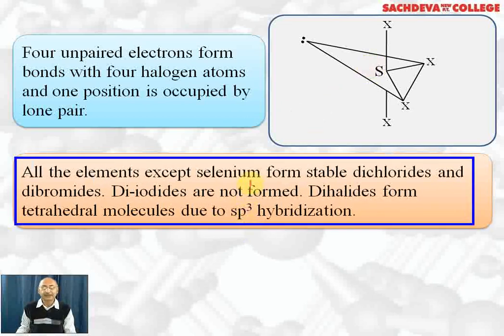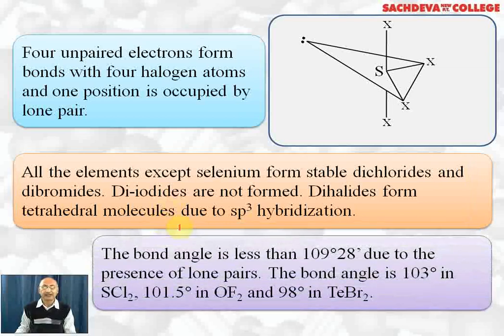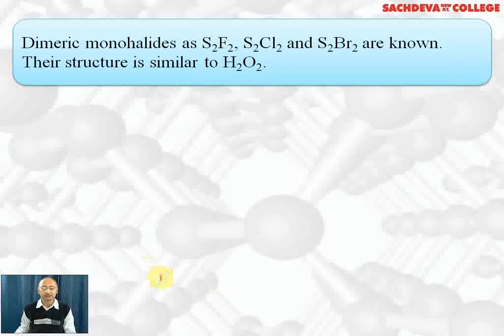All elements except selenium form stable dichlorides and dibromides. Diiodides are not formed. Dihalides form tetrahedral molecules due to sp3 hybridization with 2 lone pair of electrons. That will result in bent molecule. The bond angle is less than 109 degree 28 minutes due to presence of lone pairs. Each have two lone pairs. The bond angle is 103 in SCl2, 101.5 in OF2, and 98 in tellurium bromide, TeBr2.